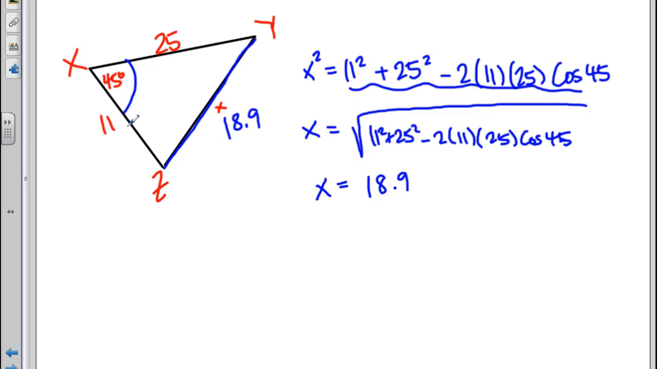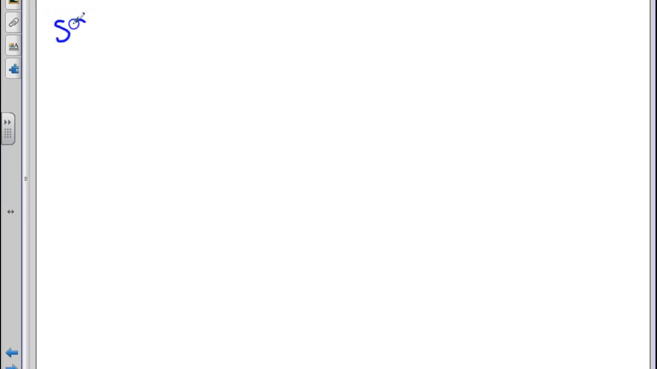All right, now let's move on and say that they gave us three sides. All right, so given three sides, so this is side, side, side, still law of cosines. So no right triangle still.